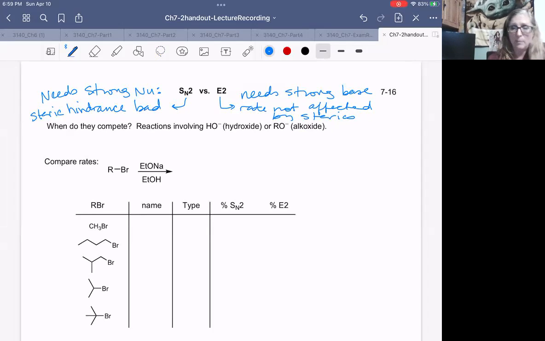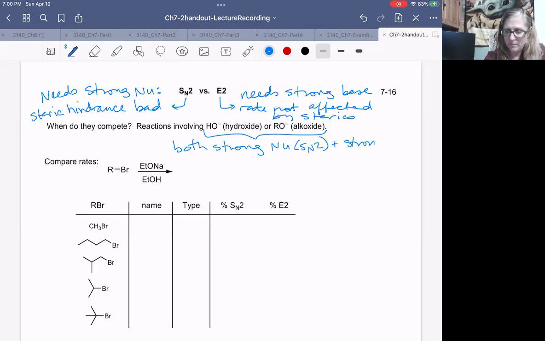Okay, and when do they compete? When is it that we're looking at this competition? When our reaction conditions contain either HO minus, which is hydroxide, or RO minus, some carbon group with an O minus, which is called alkoxide. Why? Because these are both strong nucleophiles, meaning they can do the Sn2 backside attack, and strong bases, meaning they can do the E2.